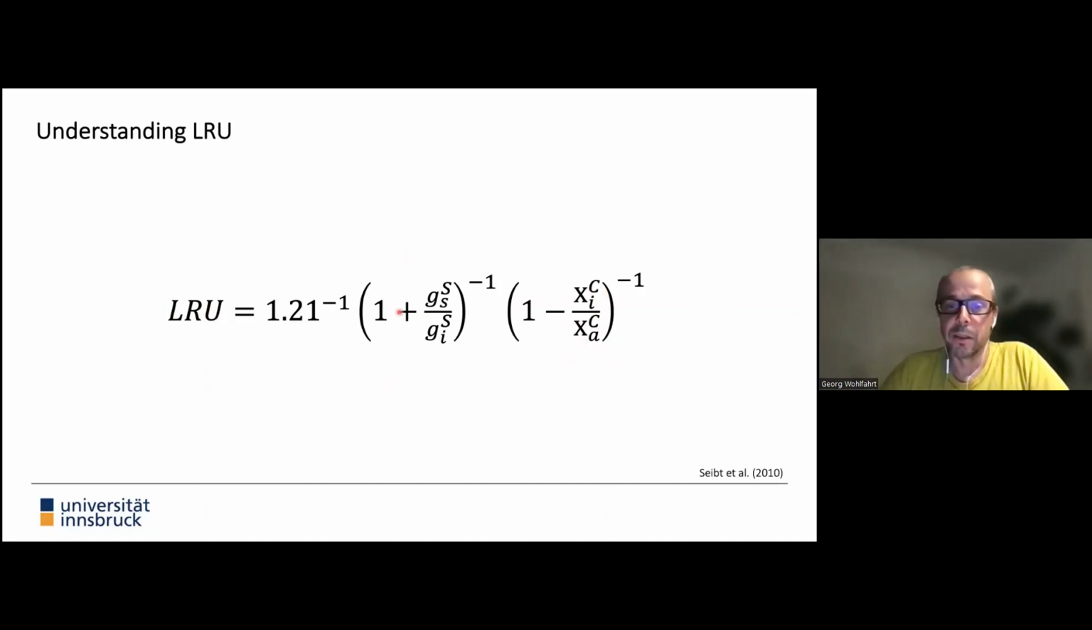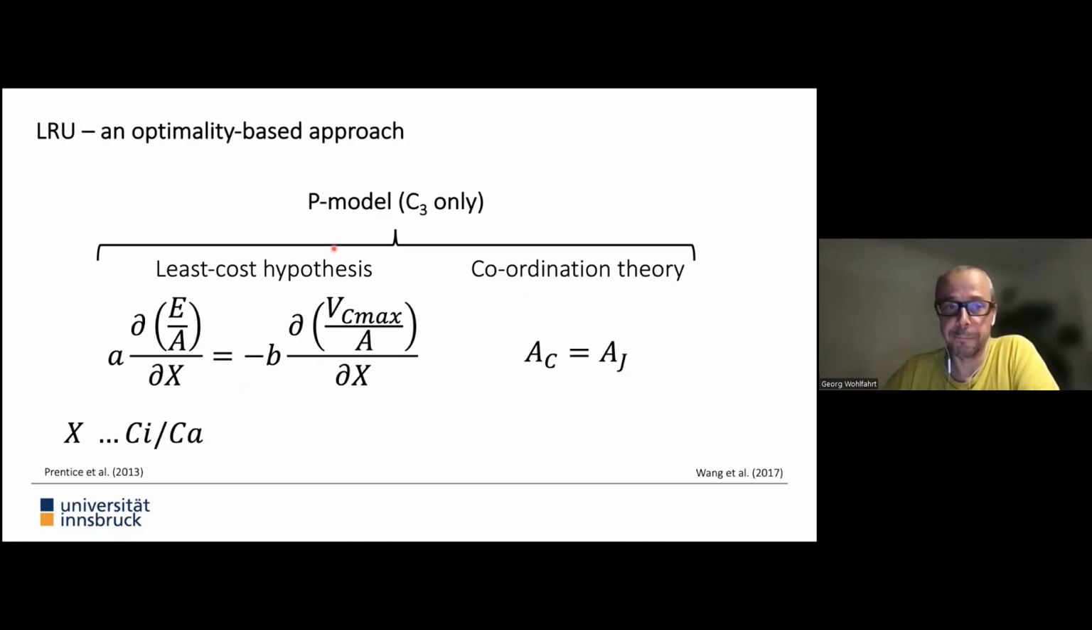So my idea was whether we could make use of a new approach in modeling gas exchange of plants, and that is optimality theory, to get a better handle on the LRU. What I'm using to design this is a model called the P model. It's been developed by Colin Prentice and colleagues in the UK since a seminal paper in 2013.